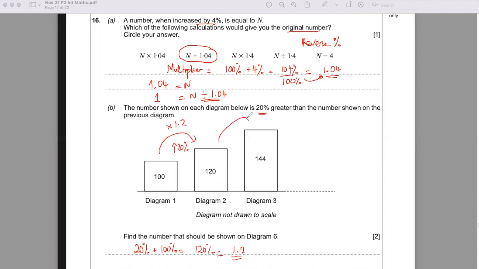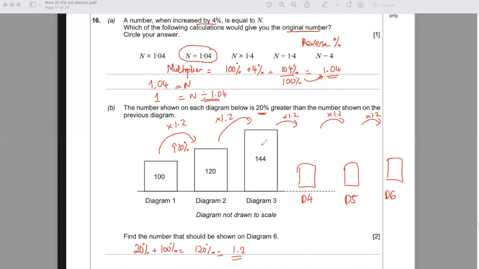Okay, and if it increases again, you just times it by 1.2 again. So diagram 4 would be just times it by 1.2. Yeah, it will be a bit taller, I just represent it that way. Okay, and then you times 1.2 again, and then you have diagram 5. Now make sure this needs to be taller, but I just draw it that way. And then times 1.2 again, and that will be your diagram 6.